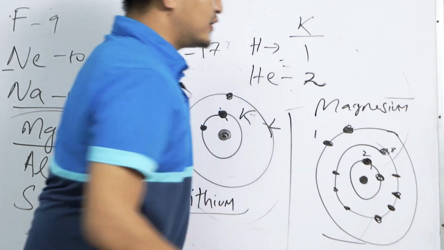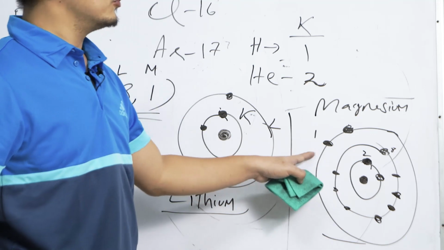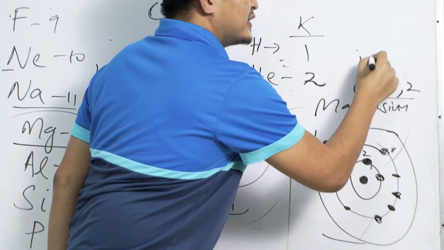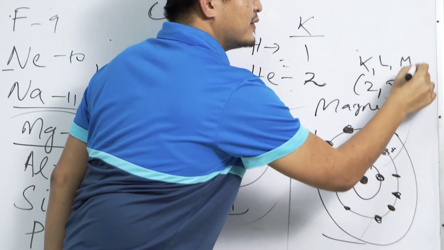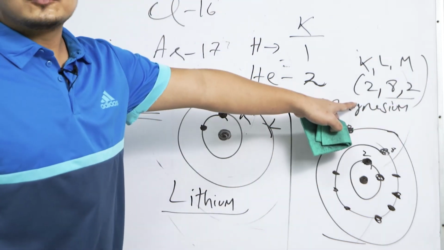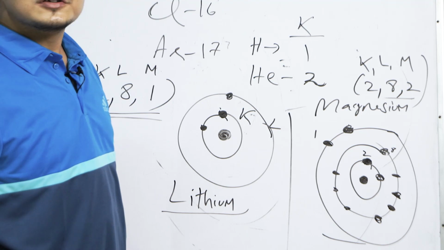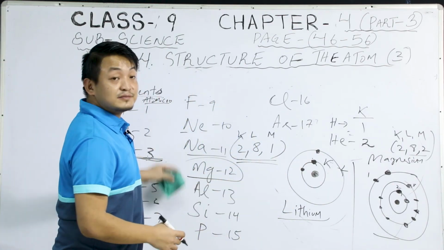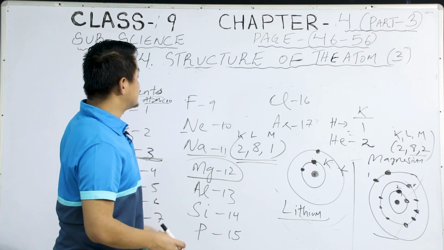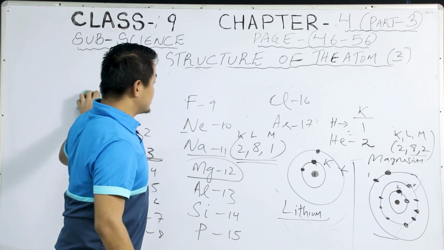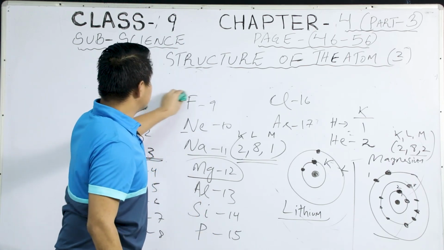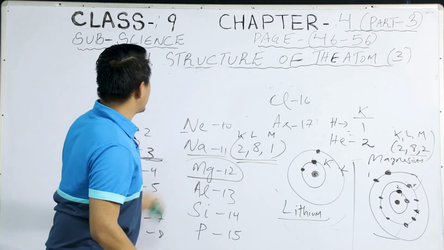Now, if you count here, it will be 2, 8 plus 2, it will be 12, in the K, L, M. So this is the electronic configuration of magnesium. So in this way you can draw the structure of any atom, any element. Okay, so students, that is all for this structure, and the next topic would be isotopes.